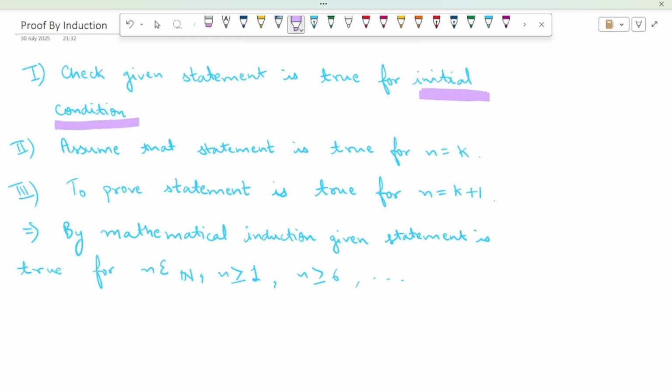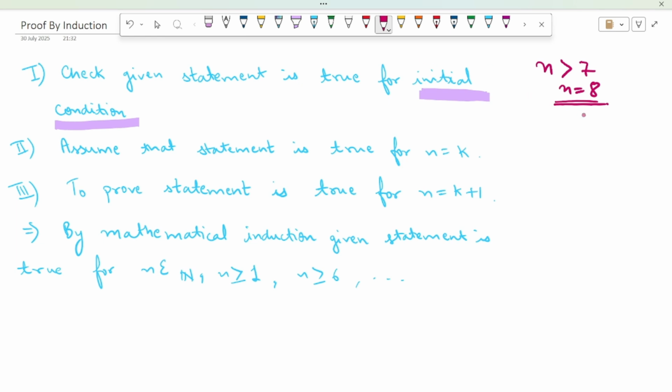So, make sure that in a different question it may be given that you prove the given statement holds for all natural numbers. In one question it's given n greater than or equal to 7, then you need to check the given statement for n equal to 8. Then your initial condition will be n equal to 8. It's not necessary that your initial condition will be at n equal to 1.